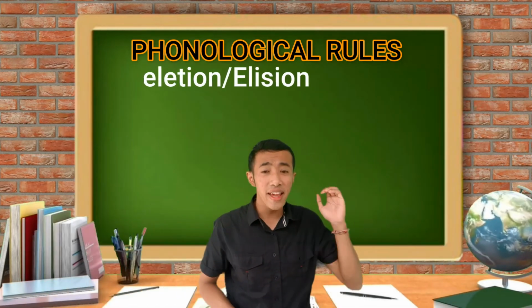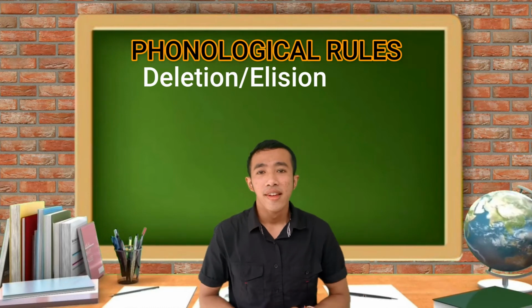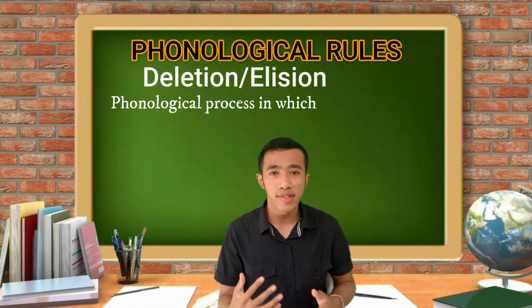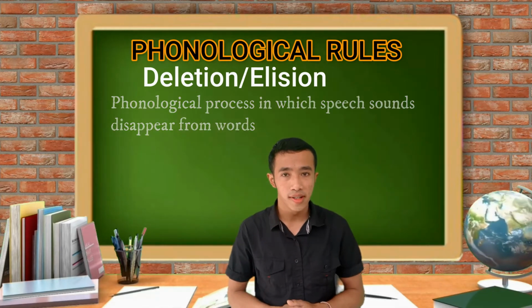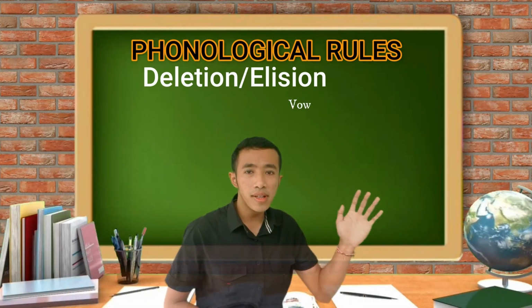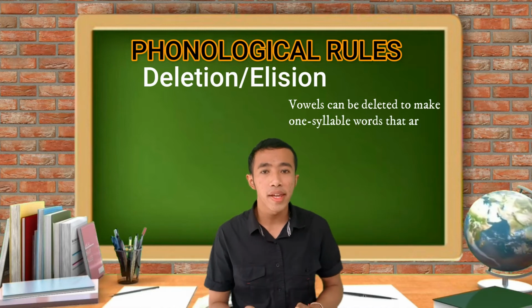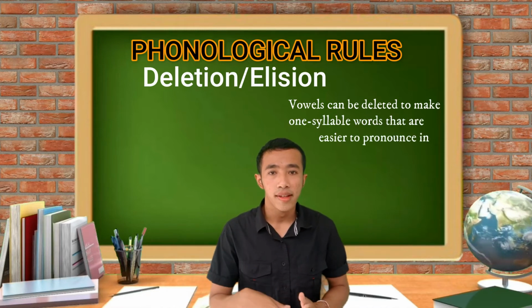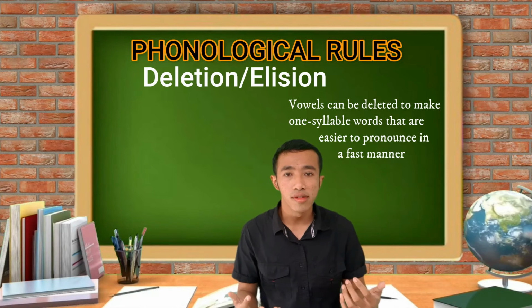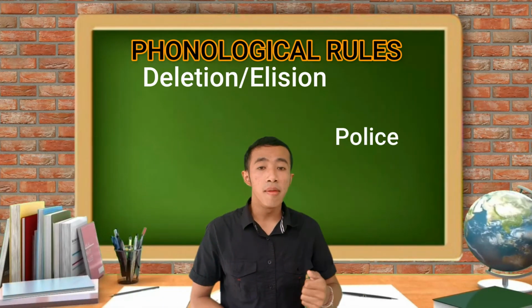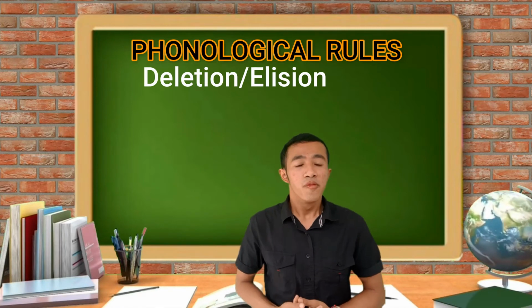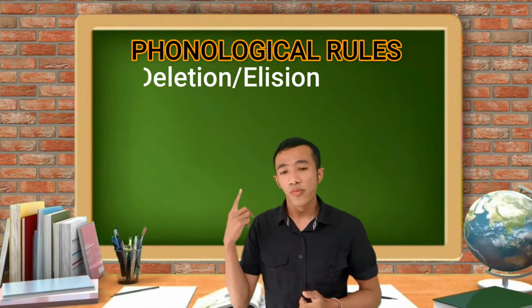Okay, next, deletion or elision. Deletion is a phonological process in which sounds disappear from words. For example, vowels can be deleted to make one syllable words that are easier to pronounce in a fast manner. Police becomes p'lice. Friendship becomes frienship.